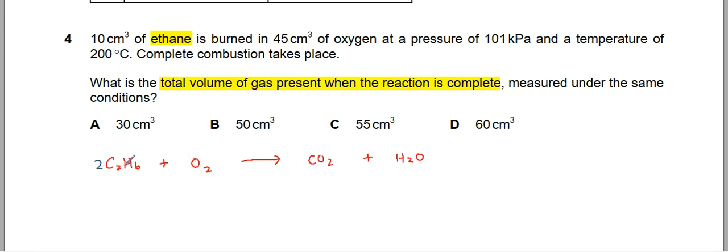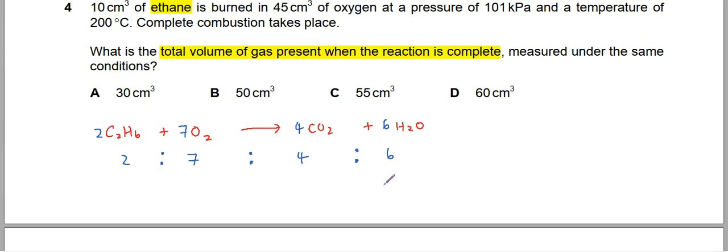Okay, so 2, 7, 4, and 6. So this is fully balanced. Now we can check the ratio of all of the substances. So we know that it's going to be 2 to 7 to 4 to 6. Under gaseous conditions, the volume of gas represents the number of moles, so we can use the volume of gas directly as the number of moles.